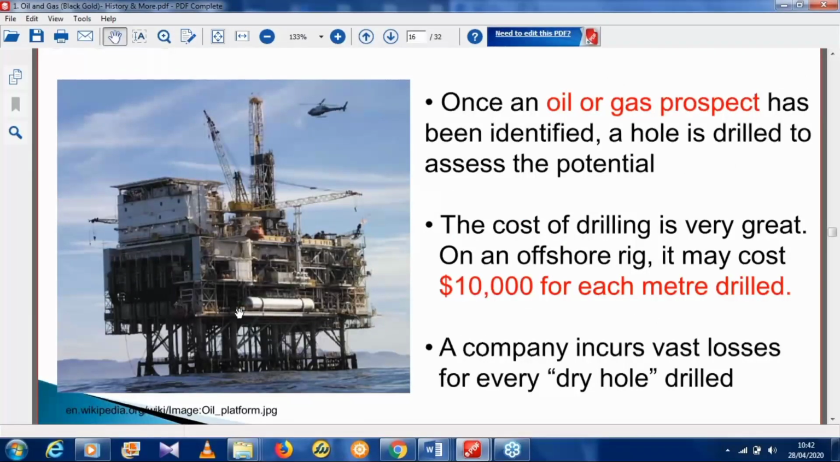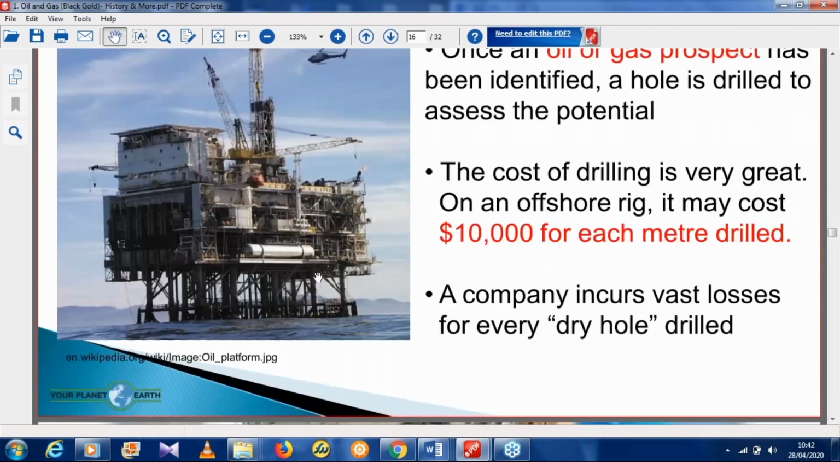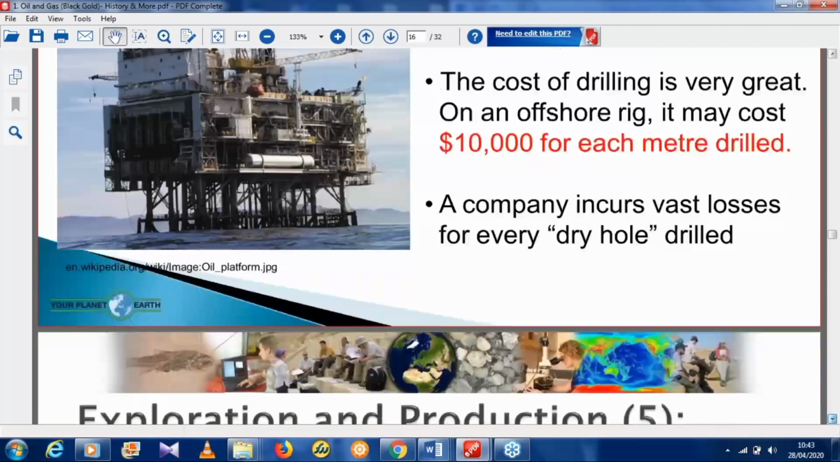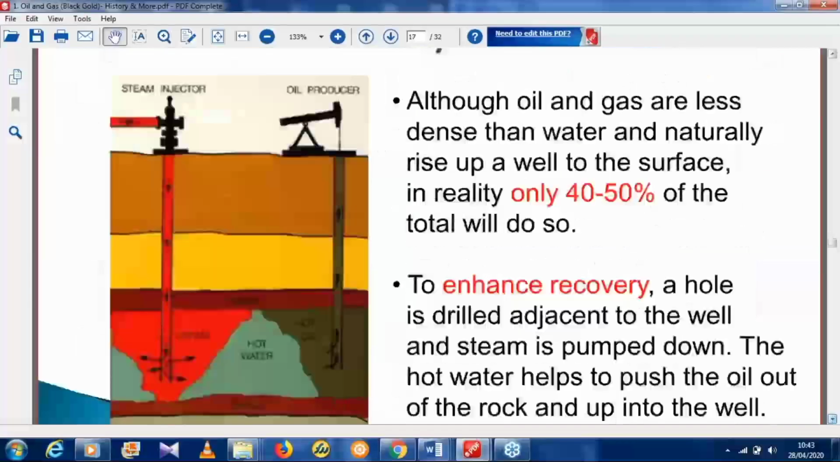Now, this is an example of a platform that is used in the petroleum industry for drilling, an offshore platform. This is what it looks like. Here the drilling is going on, and there are pipes that are also helping convey this material to different locations. So this is what it looks like.